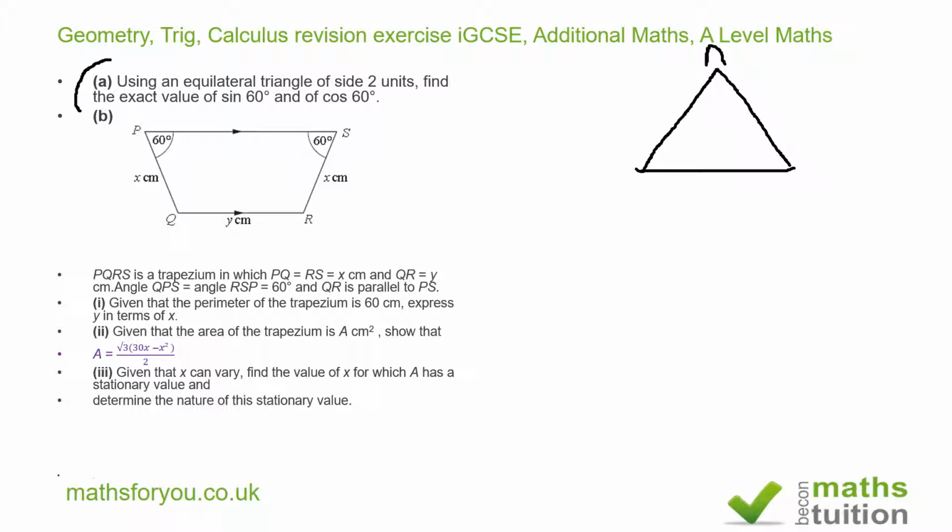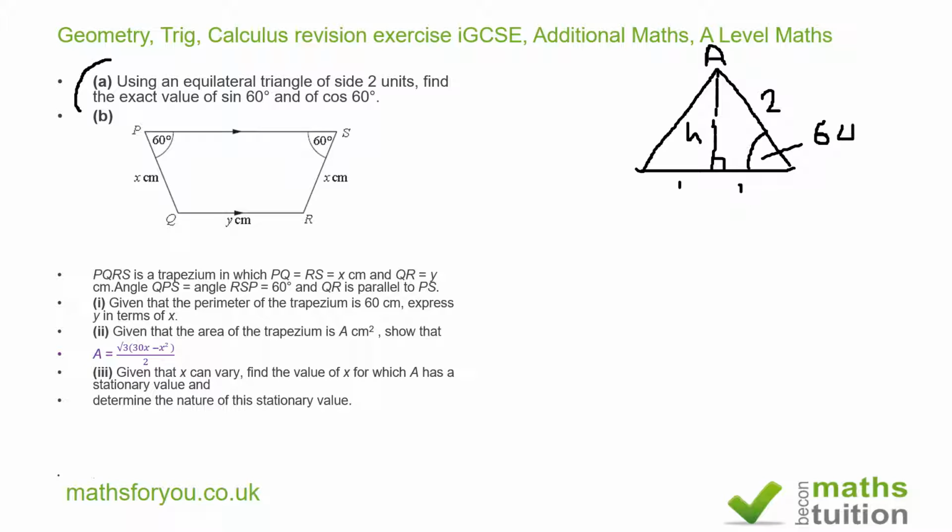Okay, and that point is A. Now I'm going to drop a line from A to the base of this triangle such that this angle is 90 degrees. Now if that angle is 90 degrees, this line H will bisect the base. So in effect, that's 1 and that's 1. And because this is an equilateral triangle, that's 2 as well. And that angle there is 60 degrees.